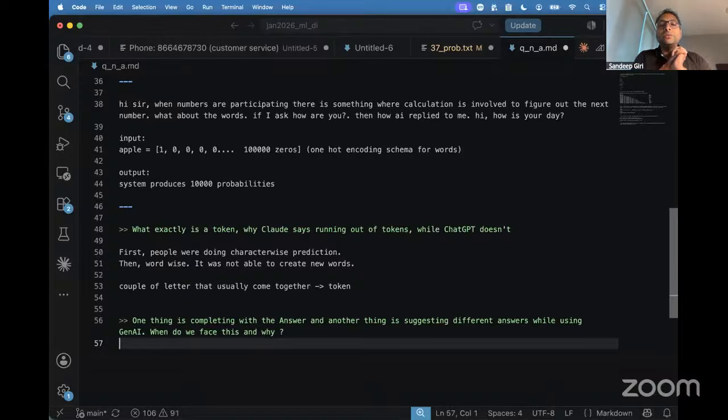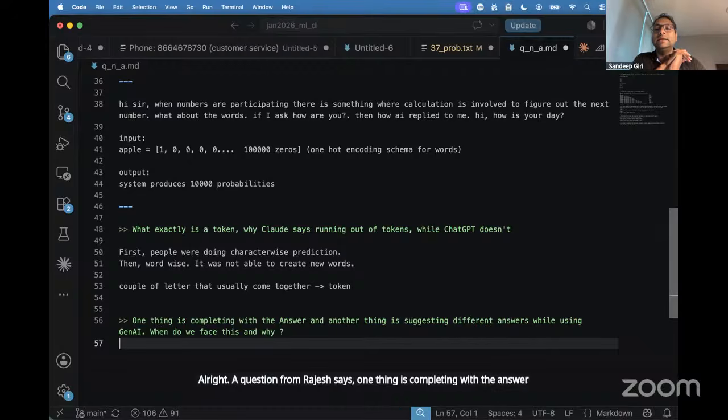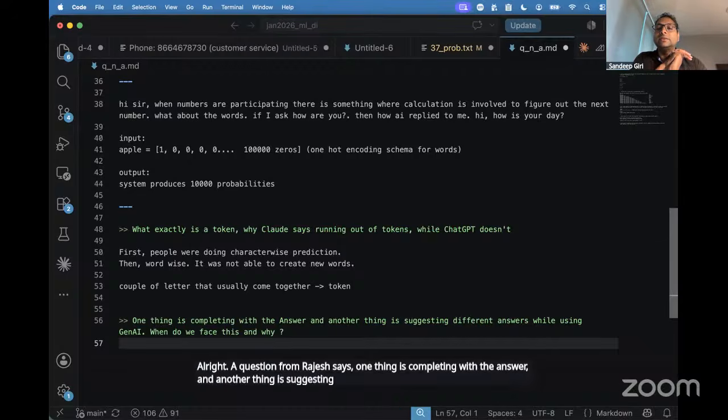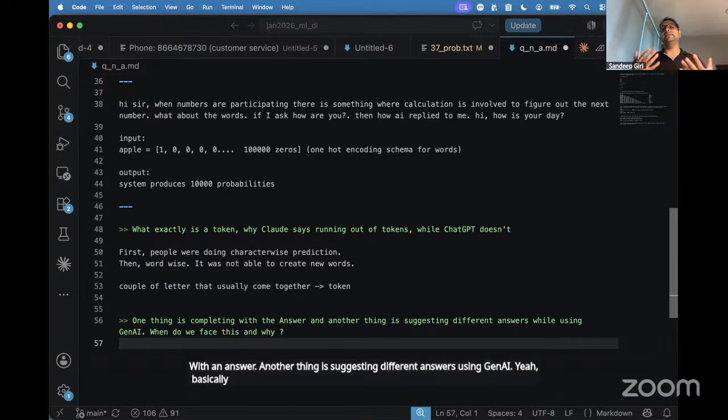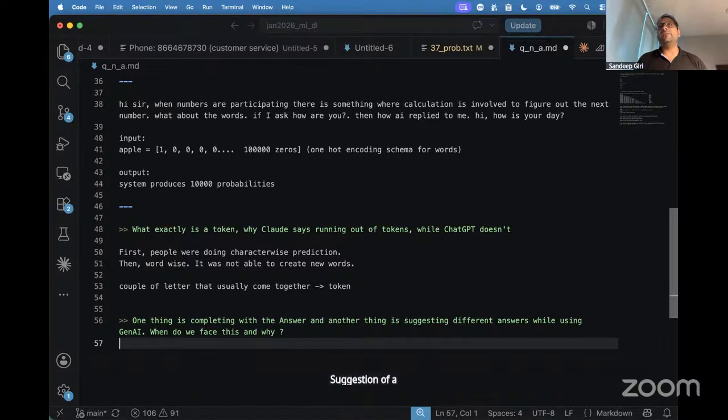All right. A question from Rajesh is, one thing is completing with the answer, and another thing is suggesting different answers while using Gen AI. When do we face this and why? Basically, suggestion of a question, a clarifying question, is also an answer, right? A clarifying question is also an answer. Okay, I hope that makes sense.